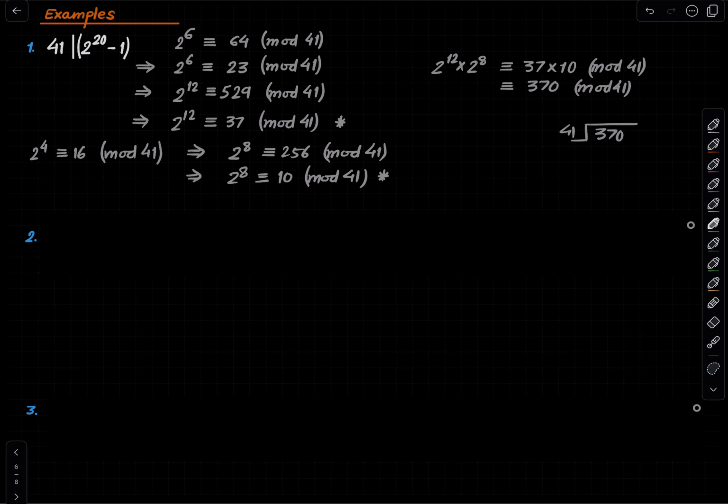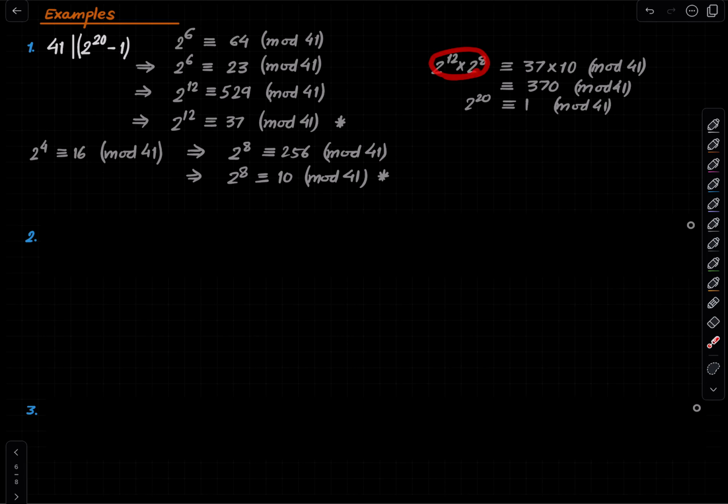So if I do 9 times, I get a remainder of 1. So this is congruent to 1 modulo 41. I'll erase the rough work. So what do we get? We get that 2 to the power 20 is congruent to 1 modulo 41.